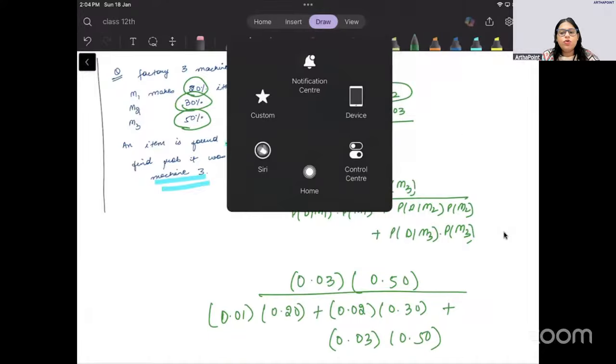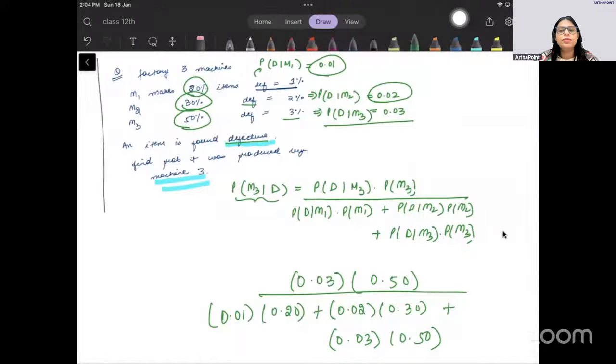Okay, I hope this is clear to everyone. Is there any doubt? Because this is a short question which will be asked in the exam. And disease and machine based questions are very, very common. So you have to make sure that this is understood well. Okay. Now the next thing that can be asked in the exam is basically related to permutation and combination.